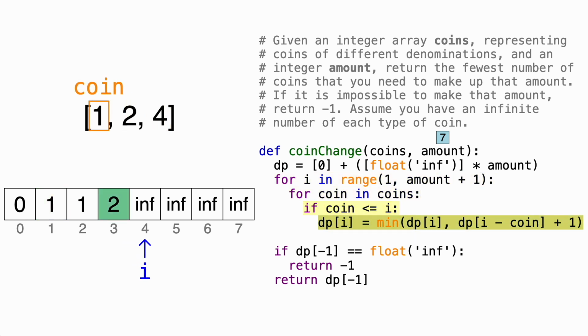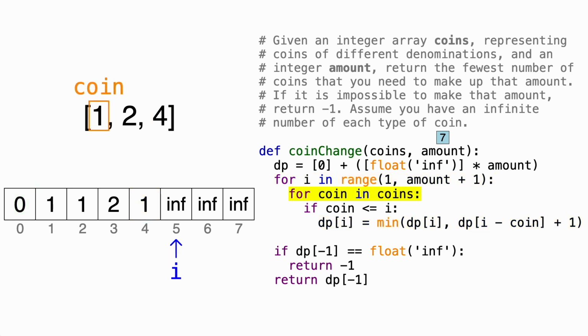4 minus 1 is 3, and we need 2 coins to make that amount. So we'll start off by writing a value of 2 plus 1, which is 3. Next, 4 minus 2 equals 2, and the value at index 2 is 1. 1 plus 1 equals 2, which is less than 3, so let's overwrite this with 2. We can now finally use the 4 coin, and 4 minus 4 equals 0. 0 plus 1 equals 1, which is less than 2, so finally we overwrite this with 1, since we only need a single 4 coin to make a total of 4.